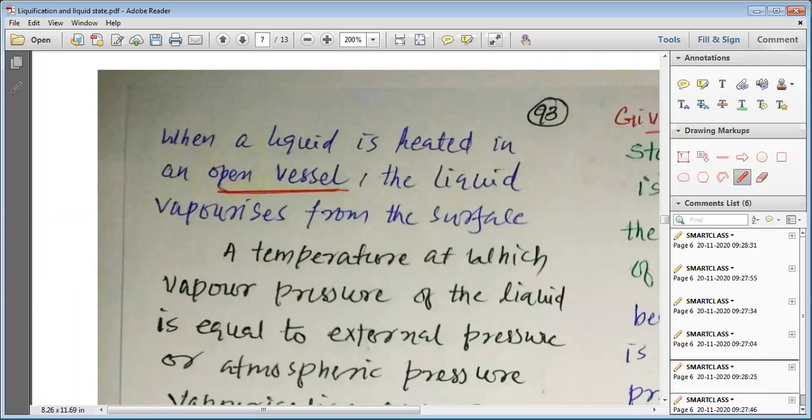You will not answer, I hope. When a liquid is heated in an open vessel. Now, please remember, until now, whatever discussion we have had was for a closed vessel. Now we are going to study the open container. So when a liquid is heated in an open vessel, the liquid vaporizes from the surface.